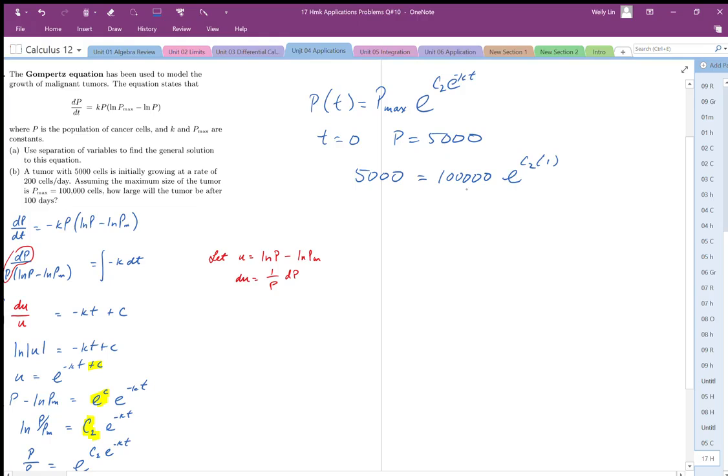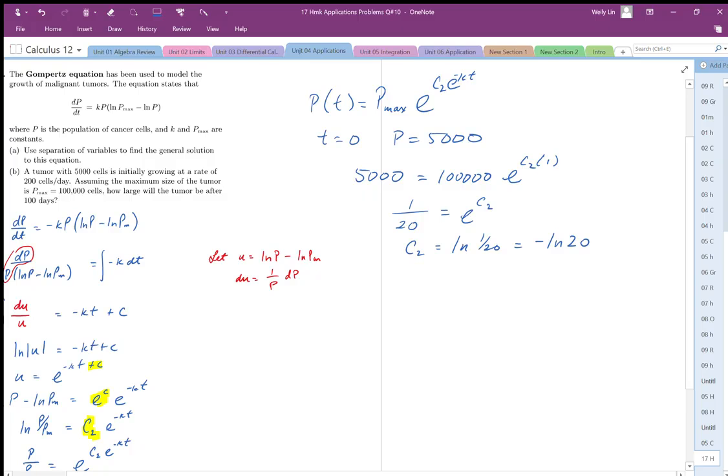And then we end up with C2, or e to the C2. So this becomes 5,000 divided by 100,000, which is 1 over 20. And that's e to the C2. So solving for C2, it's going to be the log of 1 over 20, which I'm going to convert to negative log of 20. Okay, so there's C2.